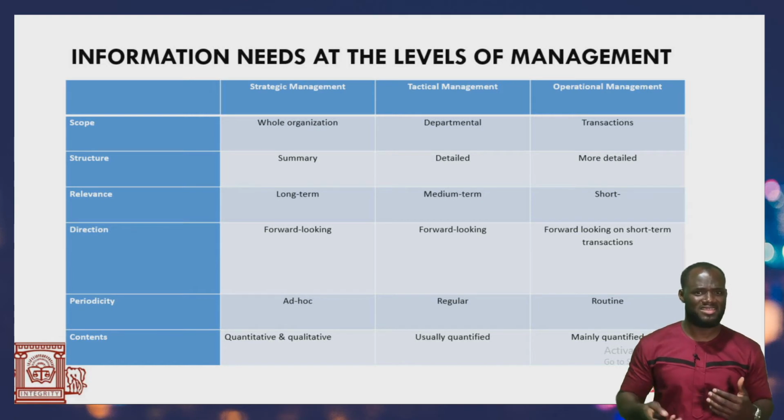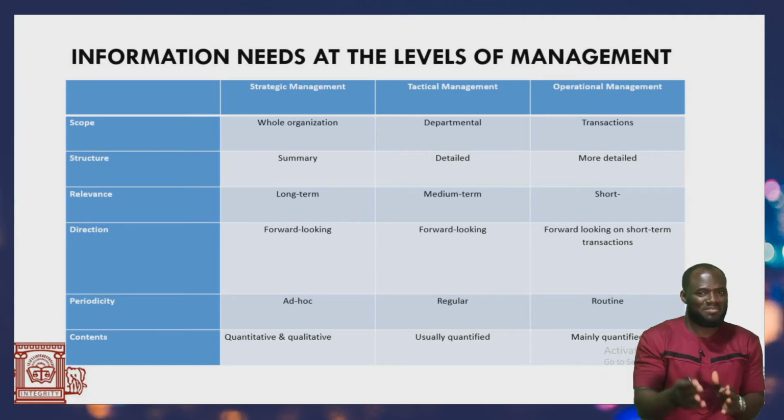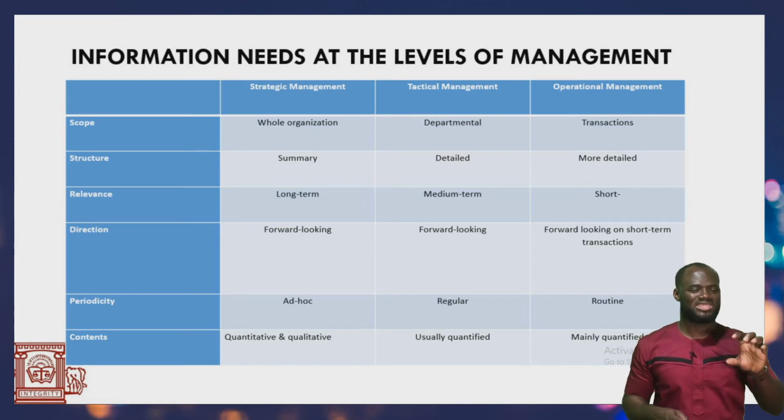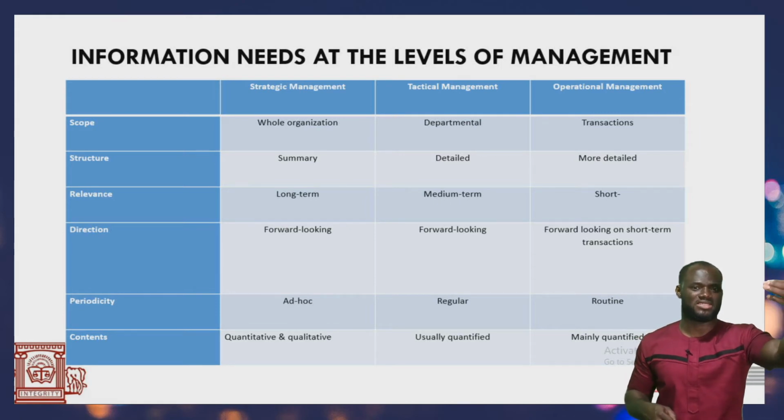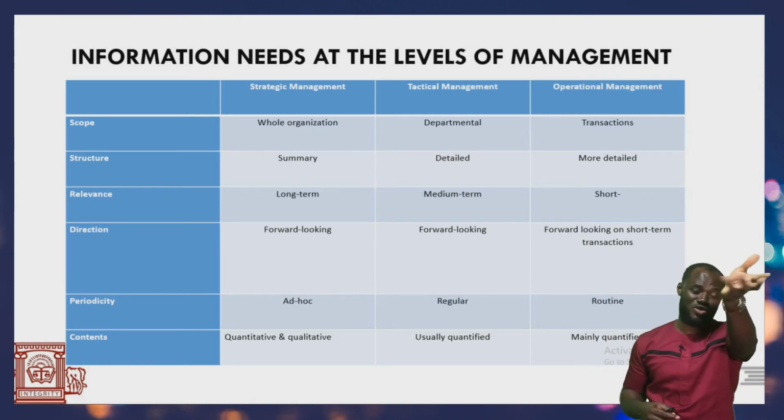In terms of scope, you can see that the strategic manager is looking at the entire organization, but the tactical manager is looking at the department where you operate. So the company goal looks like, let's say, increase sales by 20%. The entire company must increase sales by 20%. And this is a decision made at strategic management level.